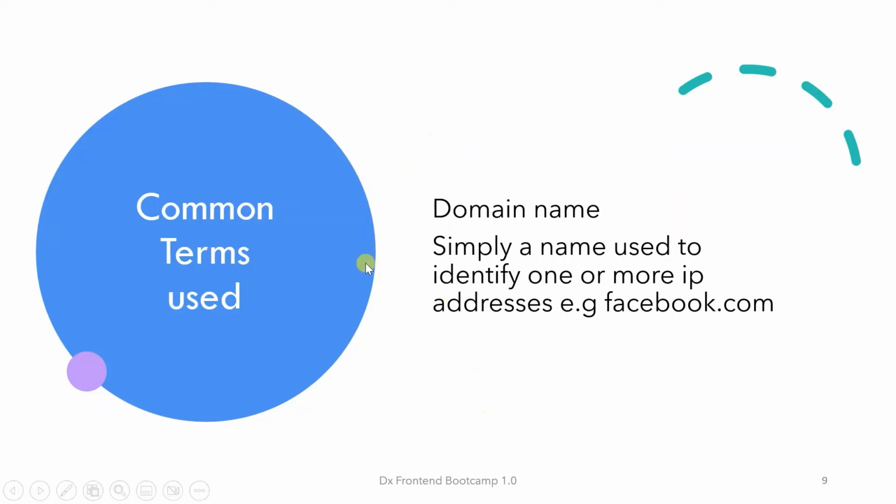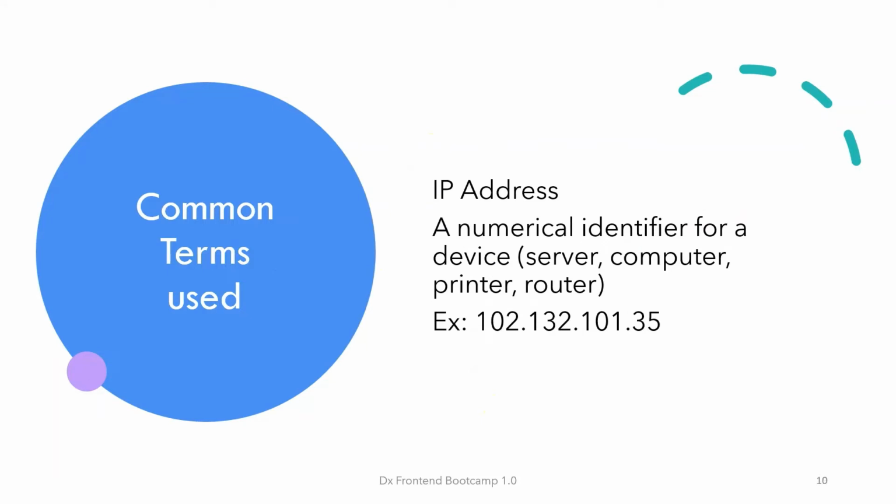Next, we are going to look at what exactly is a domain name. Just like we have seen, an example of a domain name is facebook.com. Well, it is simply just a name that is used to identify one or more IP addresses. And we're going to be touching those in a bit. Well, what then is an IP address? Just like we have discussed, an IP address is just a numerical identifier for a particular device. And that device could be a server, a computer, a printer, or a router.